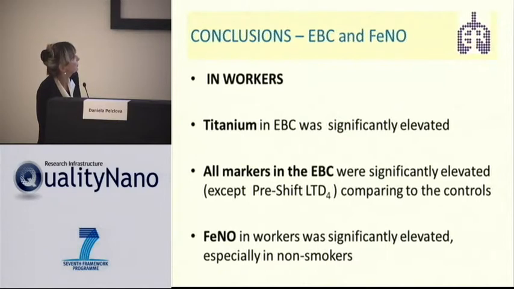So conclusions. As you could see in the workers, titanium in exhaled condensate was significantly elevated, and all markers except pre-shift LTD4 were significantly elevated compared to the controls. Also, FeNO, an independent method, has shown there is something happening in the airways, some inflammation.